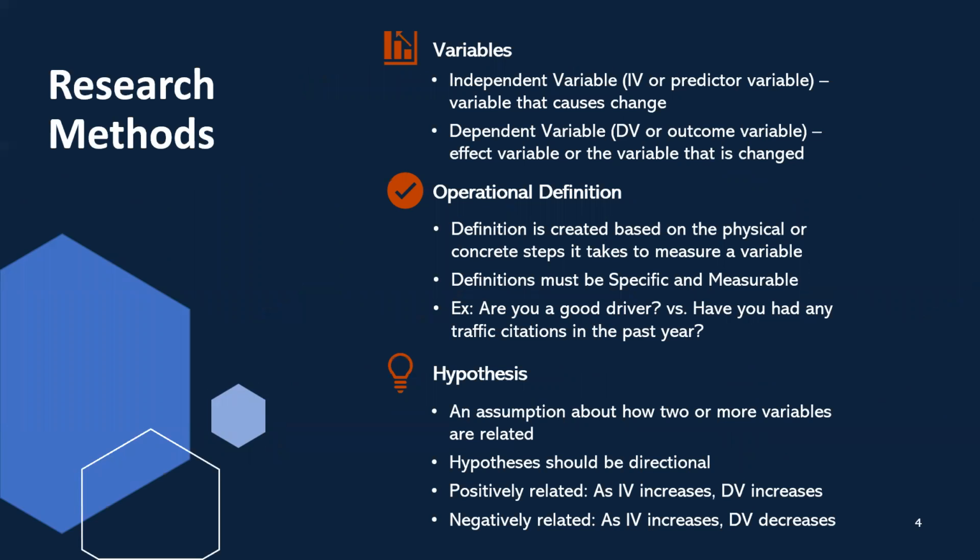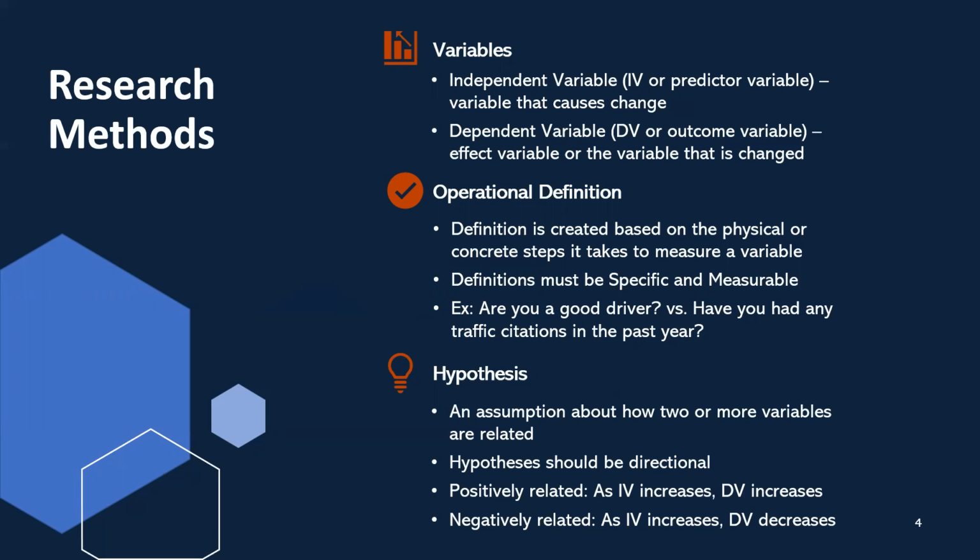Let's discuss the components of the scientific method in more detail. After developing a research question, it is important for sociologists to determine what their variables are. An independent variable, or IV, is the predictor variable, meaning that it is the variable that causes change. A dependent variable, or DV, is the outcome variable, and it is the variable that is changed or affected. In our example from earlier, our IV would be access to mental health care, and our DV would be the mental health of individuals who sought care.